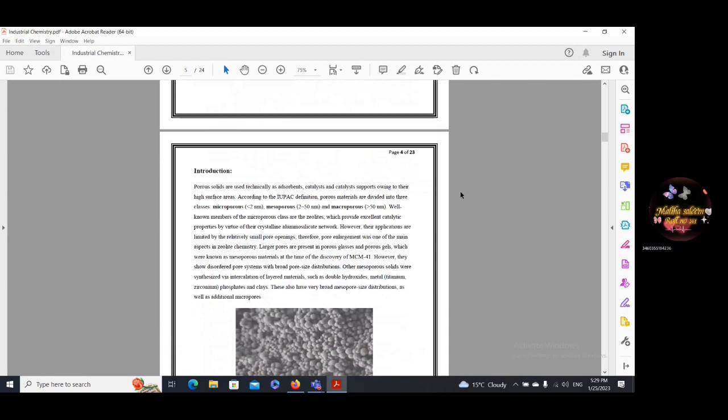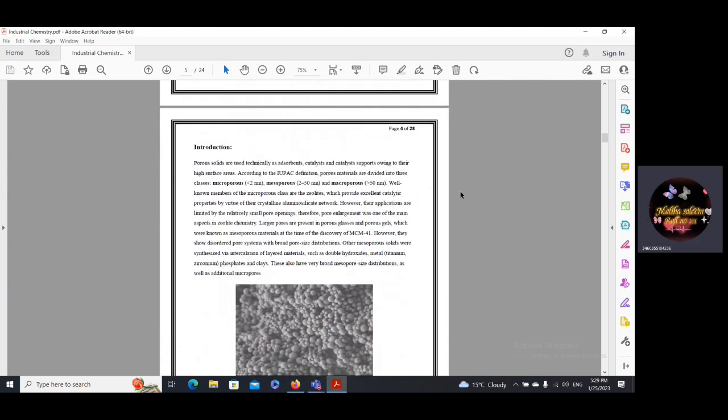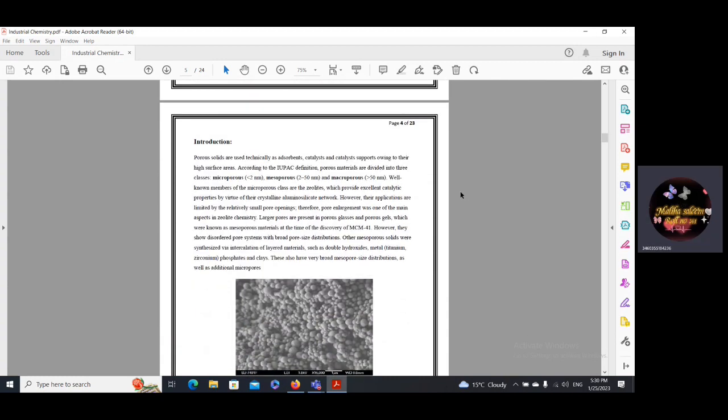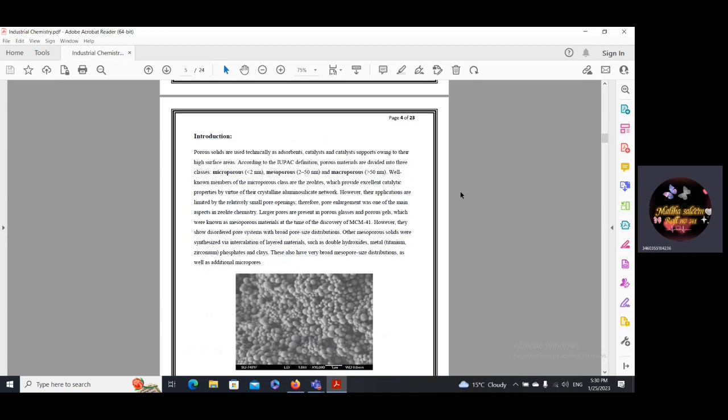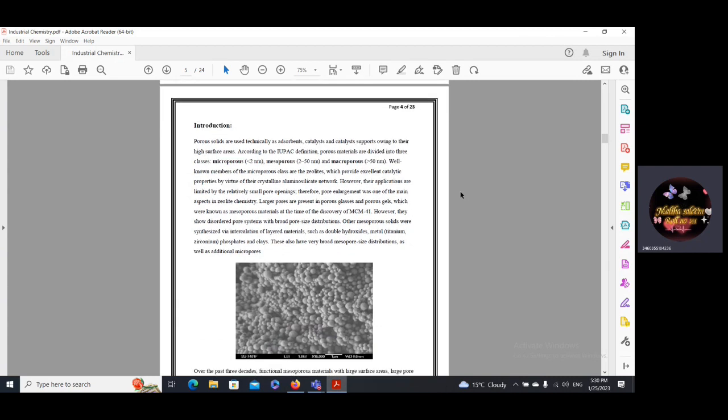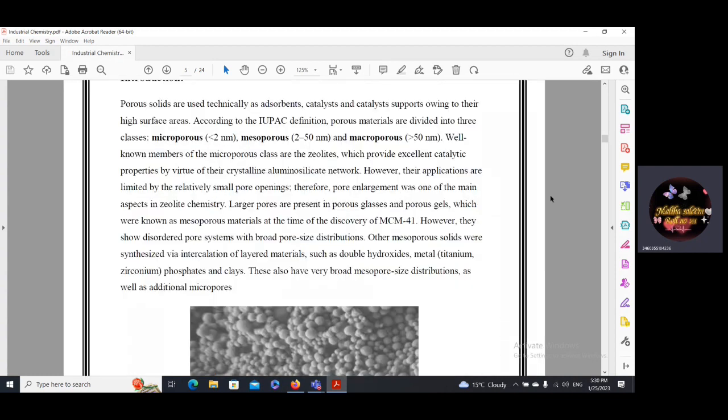Then we discuss the introduction. Porous solids are usually utilized as adsorbents and catalyst supports owing to their high surface area. According to the IUPAC definition, porous materials are divided into three classes: microporous, mesoporous, and macroporous. Microporous is less than 2 nm, mesoporous 2 to 50 nm, and macroporous greater than 50 nm.